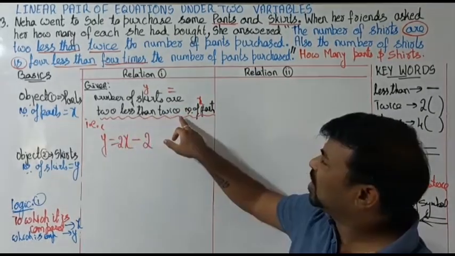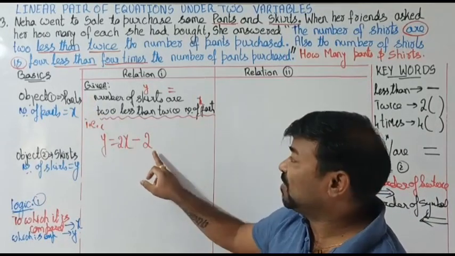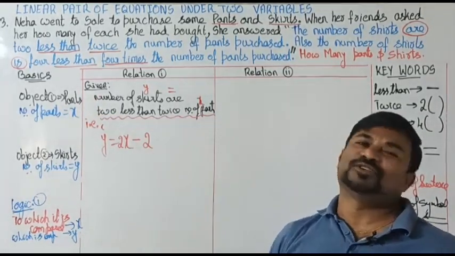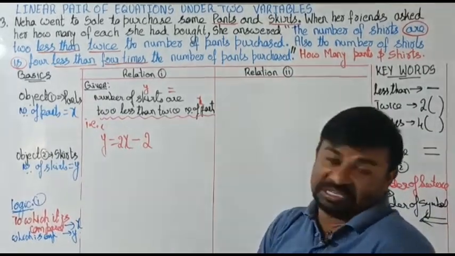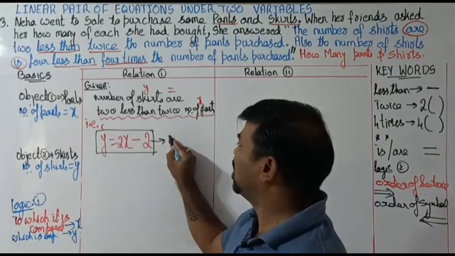2 less than twice the number of pants. Right? 2 is at the starting, we have written at the end. This is the cool thing that we have to remember. So this is straight away, if you are satisfied, this is equation 1.